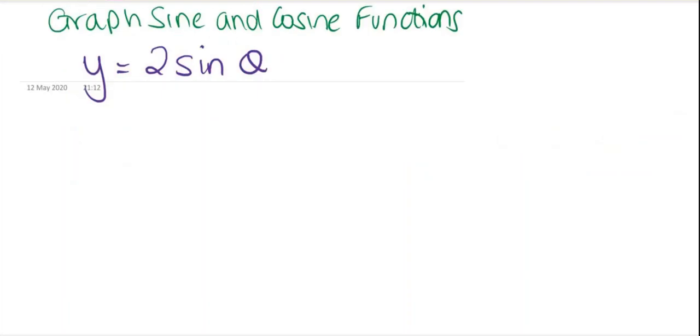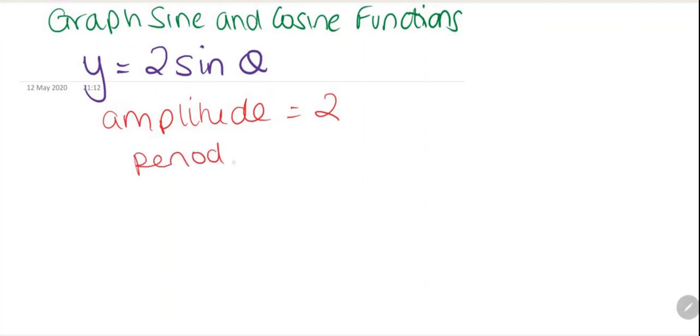So we're going to look at graphing sine and cosine functions. The first question that we have says y is 2 sine theta. So for this graph, the amplitude is 2, which means it's being stretched vertically. So it's gone from 1 up to 2. And the period, we need to work out the period. So that will be 360 divided by 1. So we have a period as well of 360.